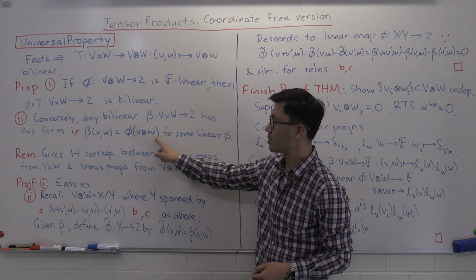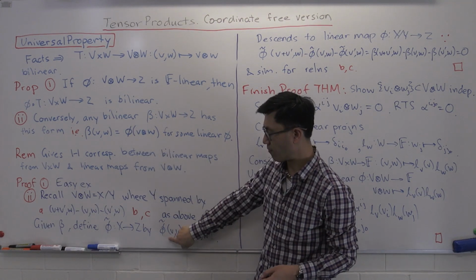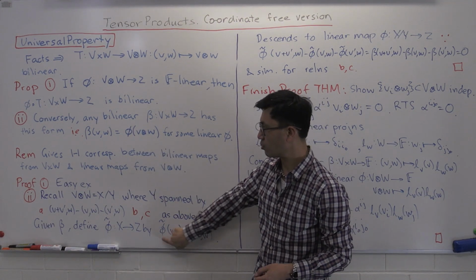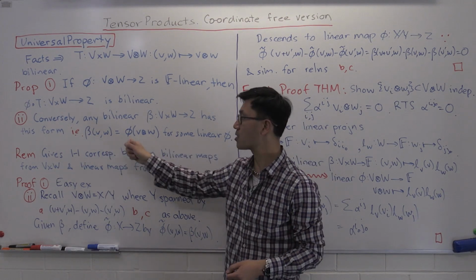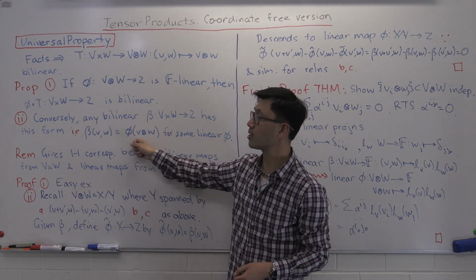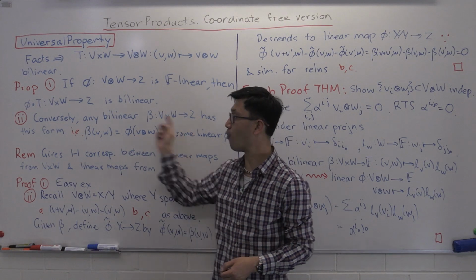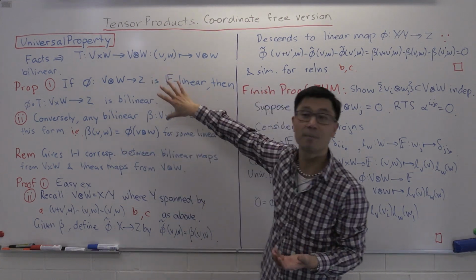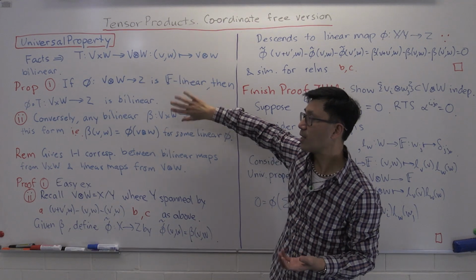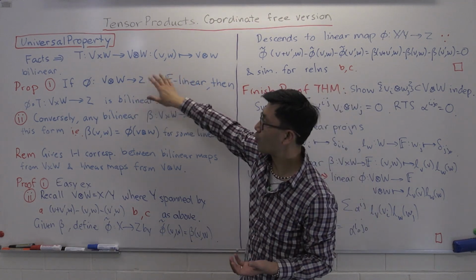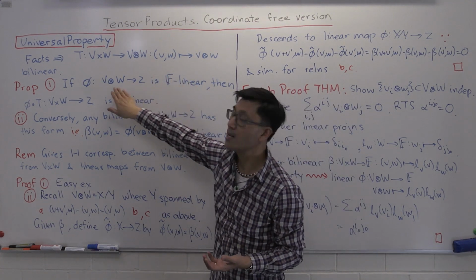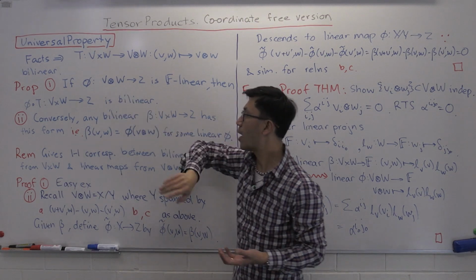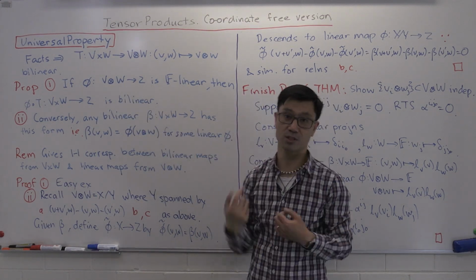So phi of v tensor w, you pick a coset representative v comma w, and it's just phi tilde of that, which is that. Okay, so this linear map phi we constructed does have the correct form. So it does do exactly what we wanted to do. And that completes the proof of this proposition that these two things are in one-to-one correspondence, the linear maps out of v tensor w and the bilinear maps out of v cross w.